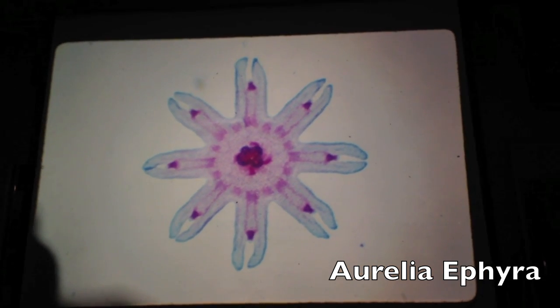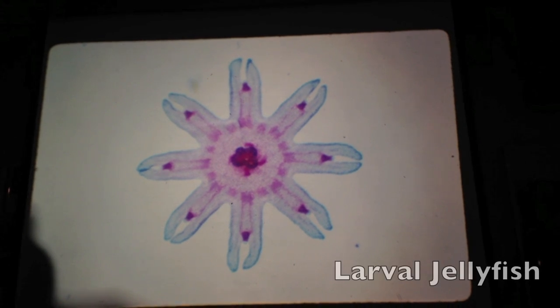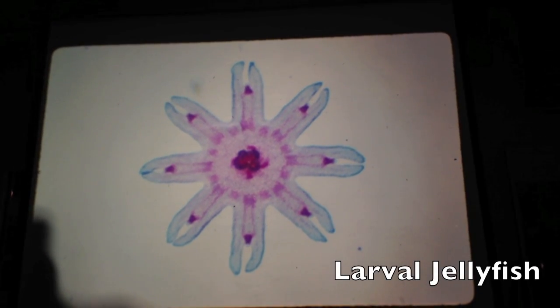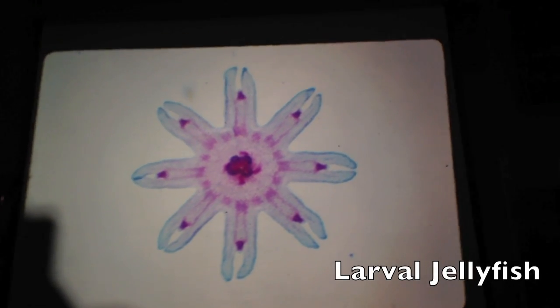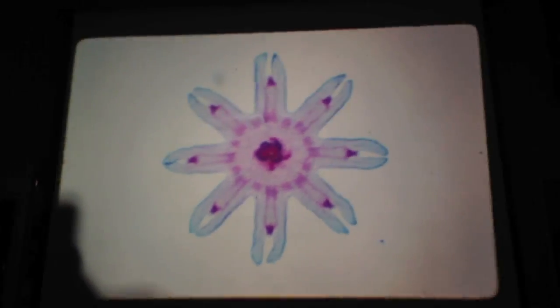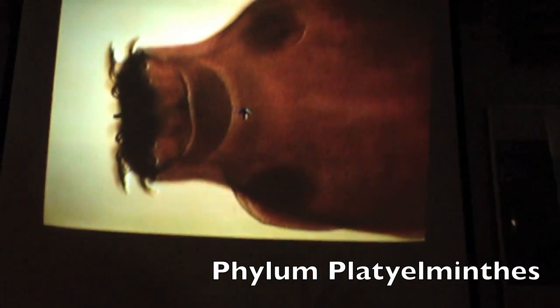What is that? Ephyra, is that what you said? Yeah. That's what it is. What's an ephyra? Brittle star. Marble jellyfish. What phylum are we looking at now? Okay, what is this in English? What's the animal?